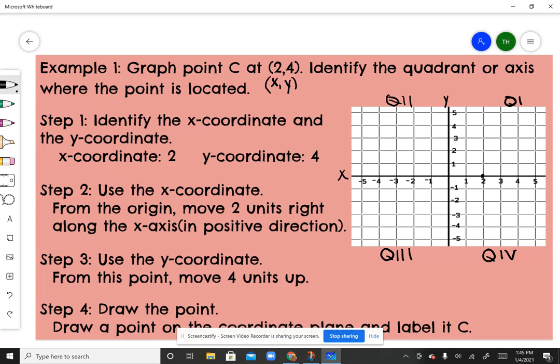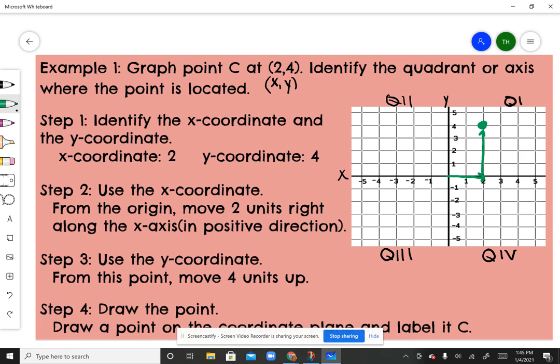Okay. And then it says use the y-coordinate, which is y, and that is 4. It's a positive 4, so we know we're going to go up 4 units. So up 1, 2, 3, 4. So I'm going to mark my point right here. Okay, so I went over 2, up 4.